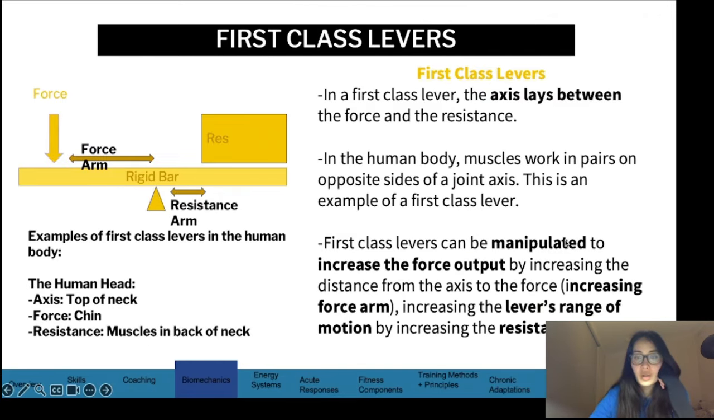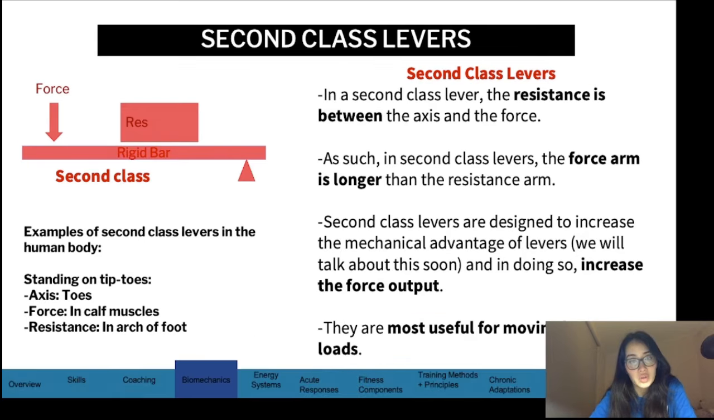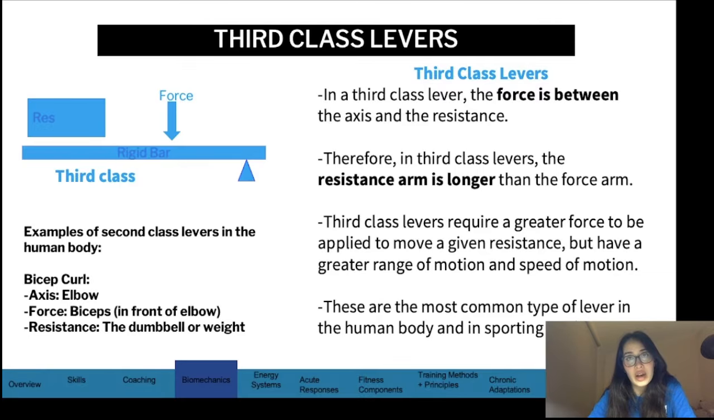I've already gone through all of this, so I pretty much explained all of that. It's just there in a written format. Do go back to memorize those different types of lever systems. I know you may not like my force-arm resistance arm, like my mnemonic with the dog and the FedEx bird.